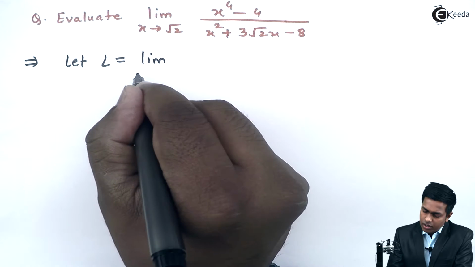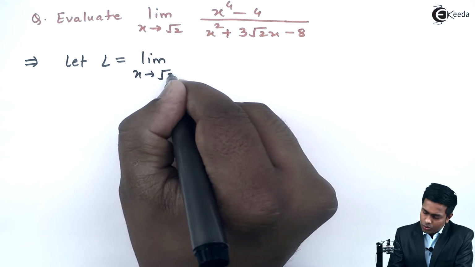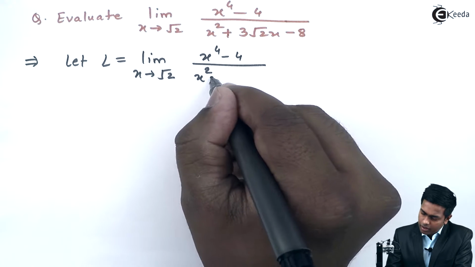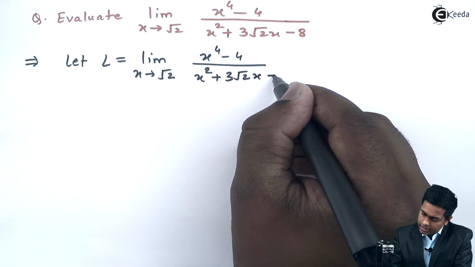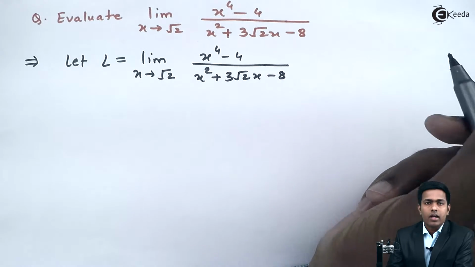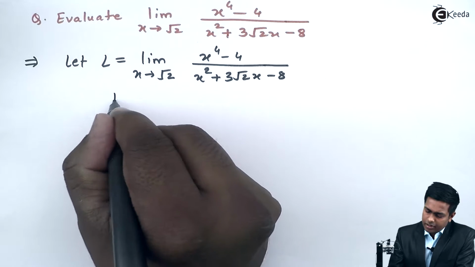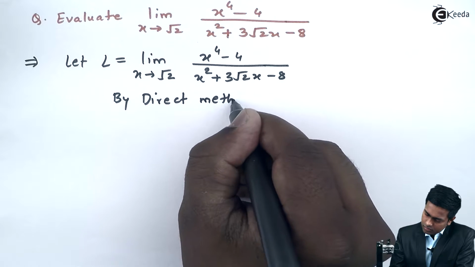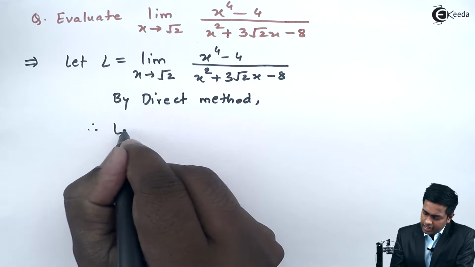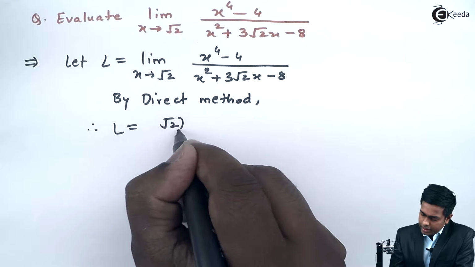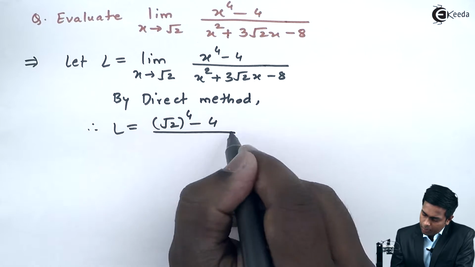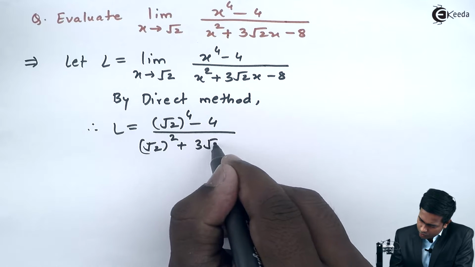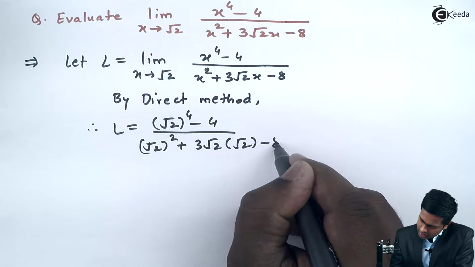So L equals limit x tends to root 2 of (x raised to 4 minus 4) upon (x square plus 3 root 2 x minus 8). And here I'll apply the direct method. So by direct method we will get L as (root 2 raised to 4 minus 4) upon ((root 2) the whole square plus 3 root 2 into root 2 minus 8).